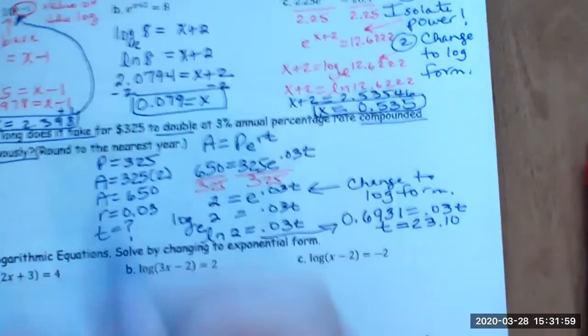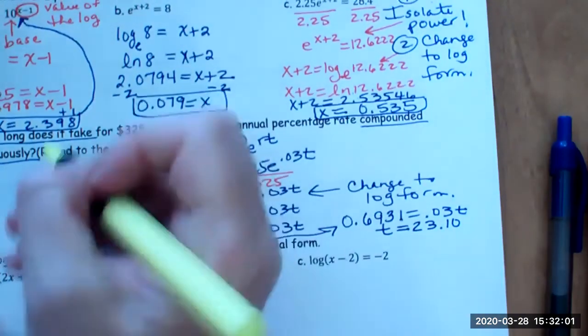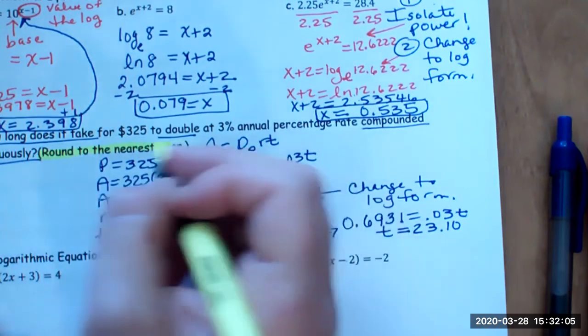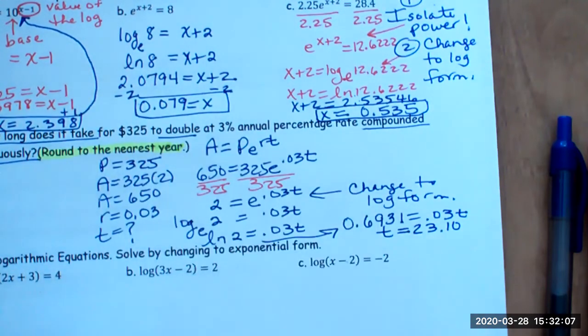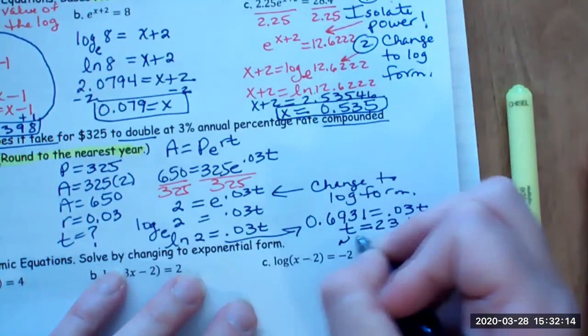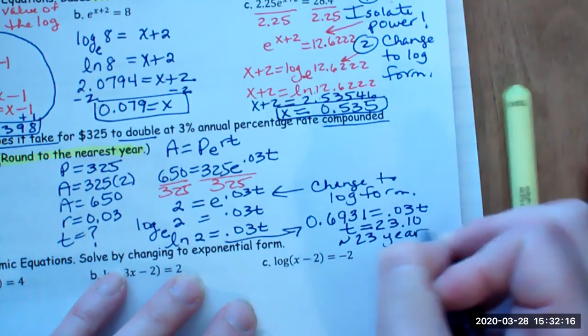But pay attention to where we need to round to, especially when you're using that computer program, Pearson. You want to pay attention to these details. So round to the nearest year. I'm going to say that that's going to take approximately 23 years to double my money.